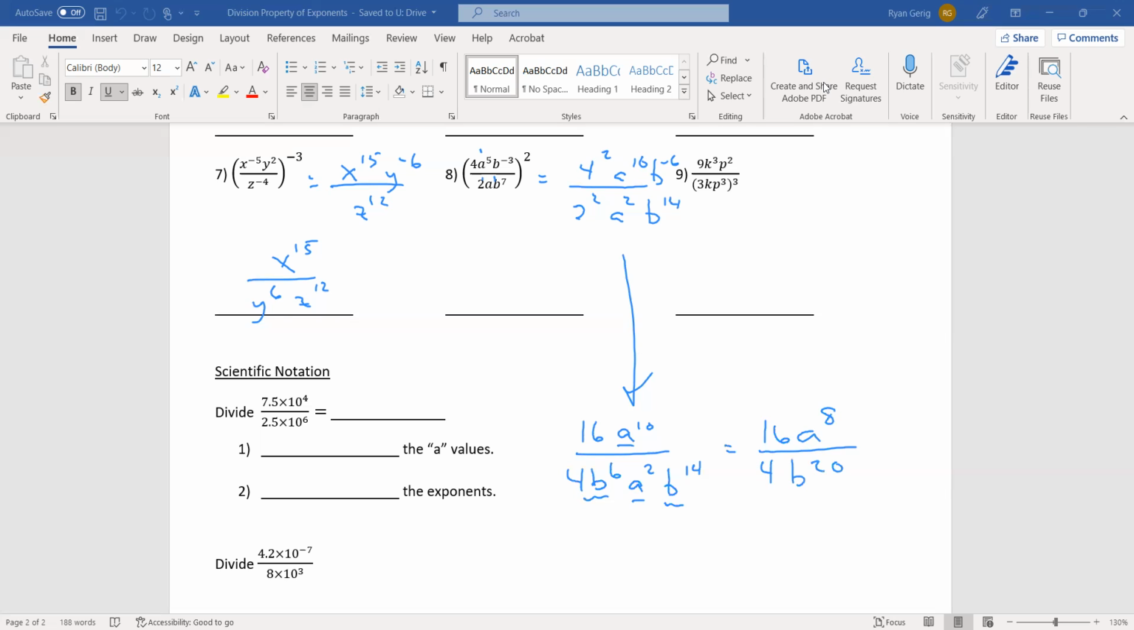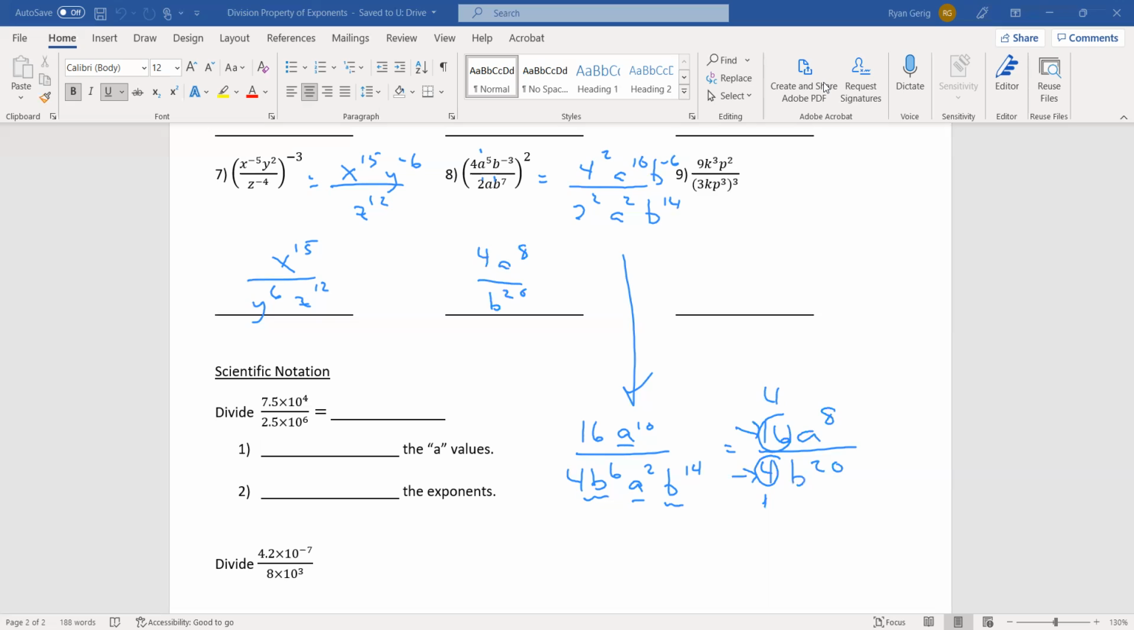A lot of people think they're done here. But if you go back to number 4 on this page, I told you, you need to make sure you look at these and see if they can reduce. And they can. 16 and 4, it's basically a fraction. 16 over 4 reduces to 4 over 1, or just 4. So my final answer here is actually 4a to the 8th over b to the 20th.